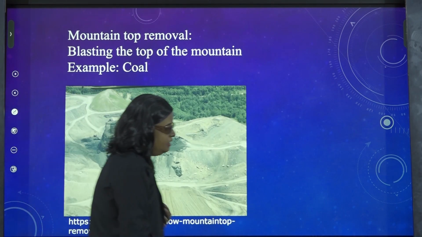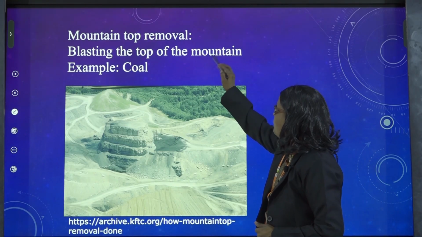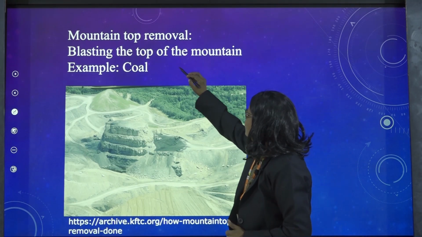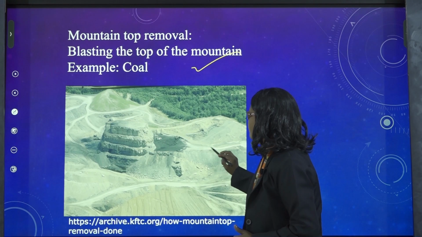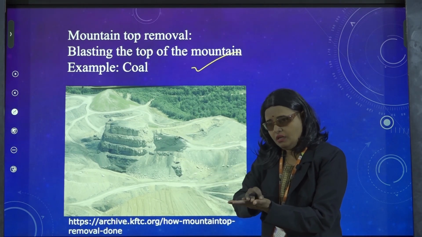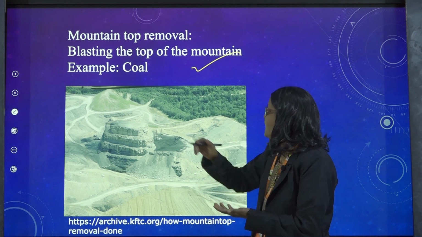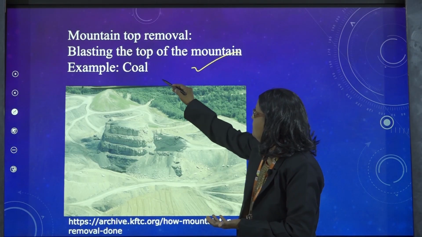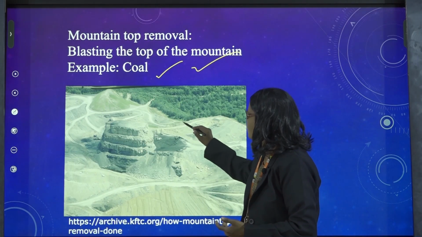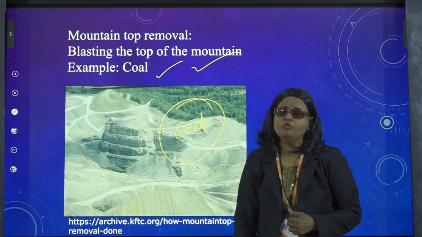You can see the next one. The name itself indicates mountain top removal. What will they do here? They will blast the top of the mountain. If the coal or the ore is there in the mountain, they will blast it. So, they blast the top of the mountain and remove the ore. The example here is coal, in mountain top removal.